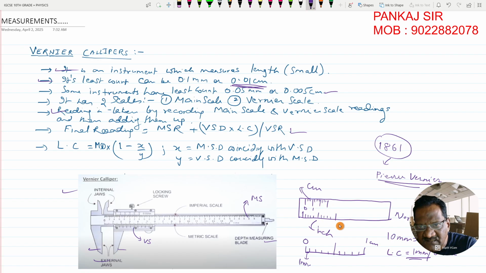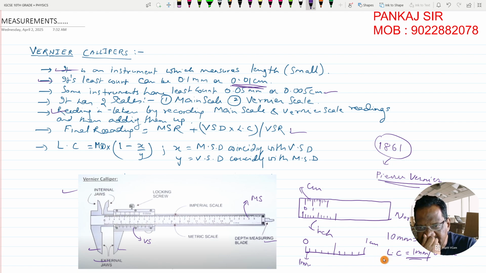Okay, smaller than 1 millimeter, you don't have that calibration. So if something is, suppose, 0.5 millimeter or 0.4 millimeter, you cannot measure it because you don't have that division to measure that 0.4 or 0.5 millimeter, isn't it? So anything smaller than 1 millimeter you cannot measure using this scale.